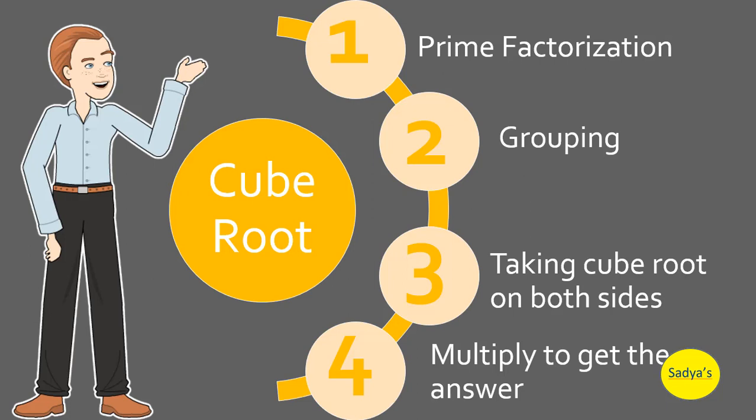So I hope the steps are clear. The first step for finding cube root is prime factorization. Step 2 is grouping. Step 3 is taking cube root on both sides. And step 4 is multiply to get the answer.